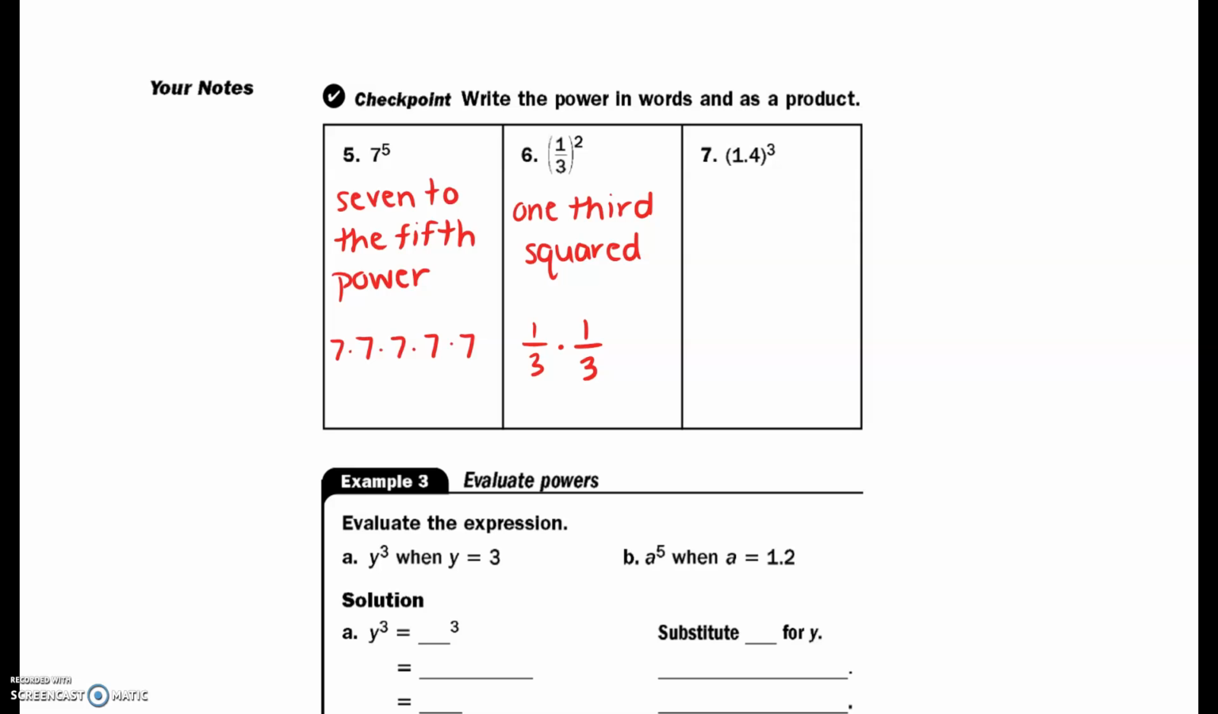For number 7, you have 1.4 to the 3rd power. You can write that down, or you can write 1.4, or 1 and 4/10, which is how you would read the decimal, cubed. And again, this means we're multiplying 1.4 3 times. So as a product, we write it 3 times.